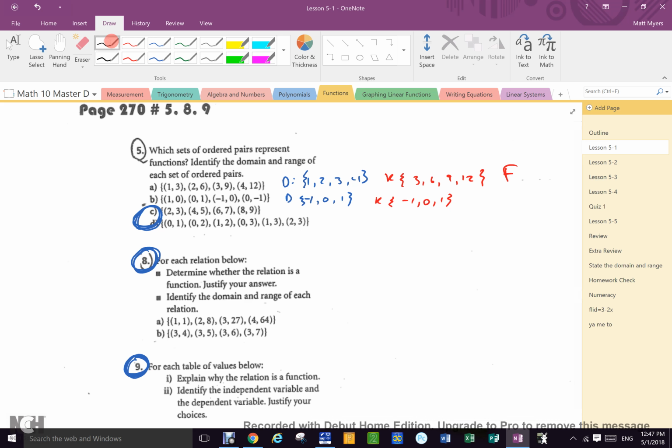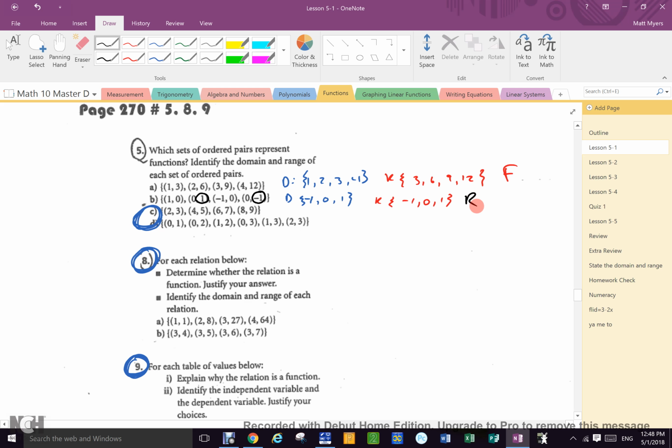Now, is it a function or relation? Look, 1, 0. When I input 1, I get an output of 0. That's okay. When I input 0, I get an output of 1. That's okay. When I input negative 1, I get an output of 0. No problem. But here I input 0 again, and I get a different output than the last time. So the input of 0 did not give me a unique output, did it? Because when I choose 0, I could be at 1 or negative 1. So this is a relation.